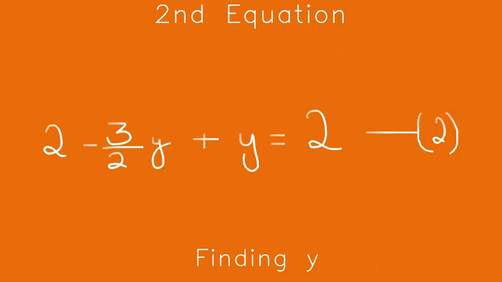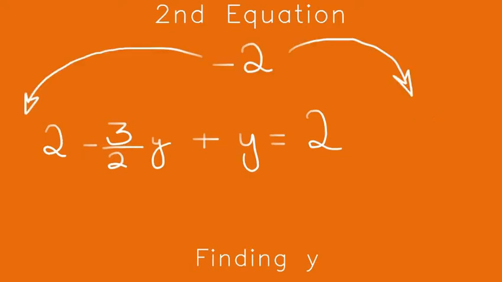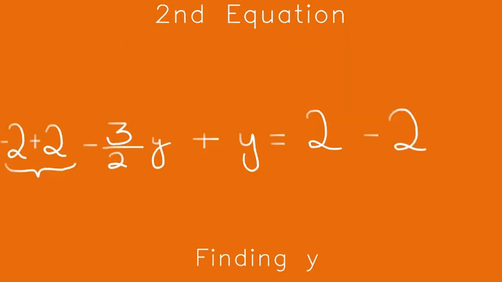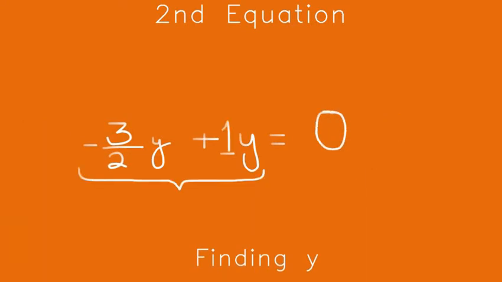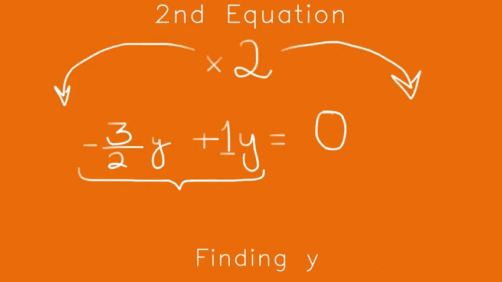Now we are in a position to start shifting the constants to one side and all the variables to the other side. First, we need to get rid of the 2, so we add negative 2 on both sides. On the left hand side we can cancel that out, and on the right hand side 2 negative 2 is equal to 0. Now let's do the y's. Negative 3 by 2 added to 1 gives us, let's get rid of the denominator first, by multiplying the entire equation by 2.